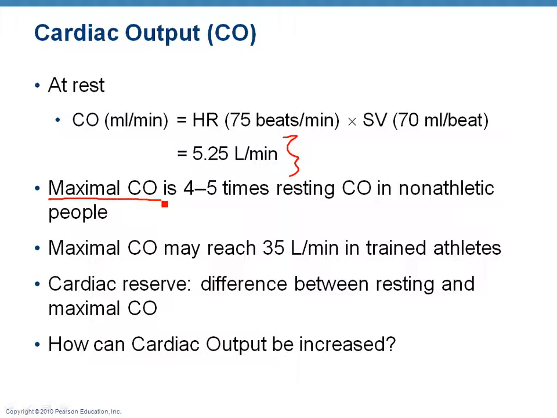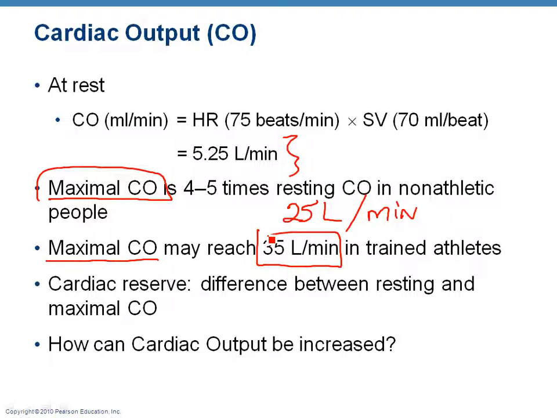All right, your maximal cardiac output is about 4 to 5 times that volume. So you're getting up to around 20 to 25 liters per minute if you're a non-athletic person. If you're a well-trained athlete, like a marathon runner, triathlete, etc., your maximal cardiac output may approach 35 liters per minute, so almost 7 times your normal cardiac output. That would mean that all of your blood is passing through your heart about 7 times per minute. That's an amazingly fast rate or speed of circulation.